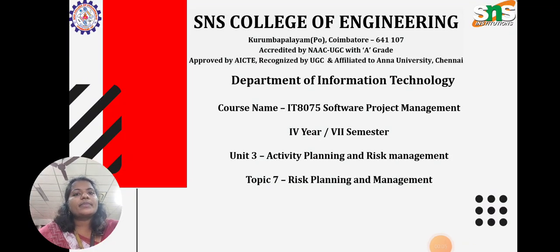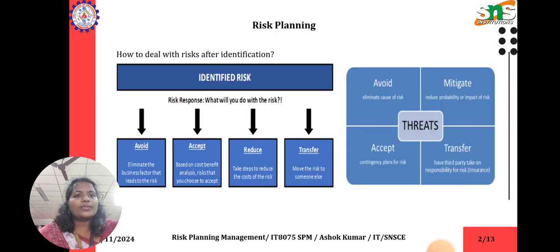As an assistant professor in the Department of Information Technology, here we're going to learn about the topic of risk planning and management in software project management. First we're going to learn about risk planning: how to deal with the risk after the identification. First we identify the risk, and then we have to think about how to handle that risk.